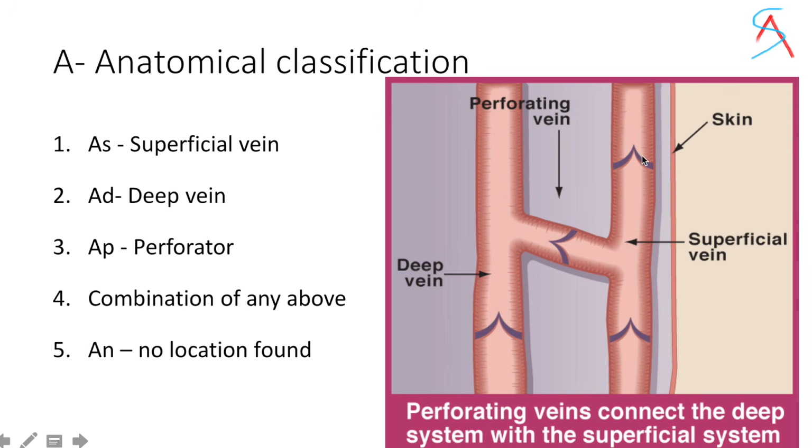Then A in the CEAP stands for anatomical classification. Just to know, there are superficial veins and deep veins, and there is a perforator in between which opens only one way, meaning the blood from the superficial vein goes through the perforator veins to the deep veins, so the flow is always unidirectional in the perforator. If the superficial vein is affected, then we classify as AS. AD means deep. AP means perforators are defective.